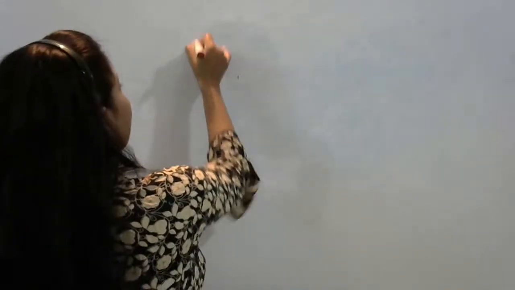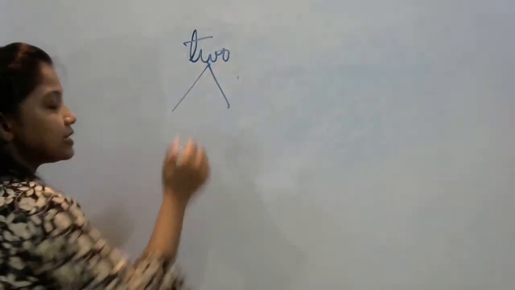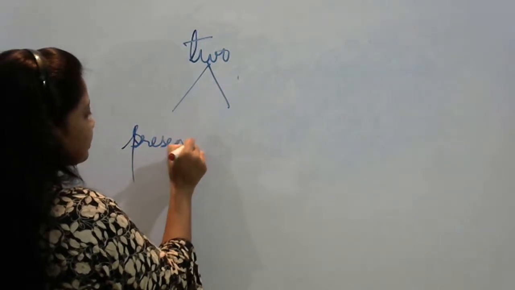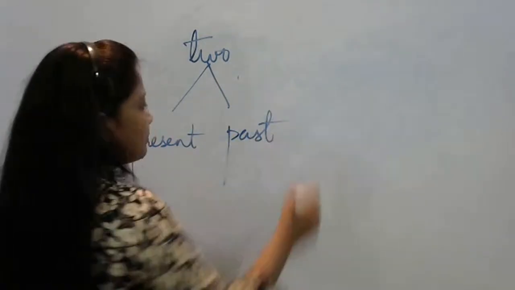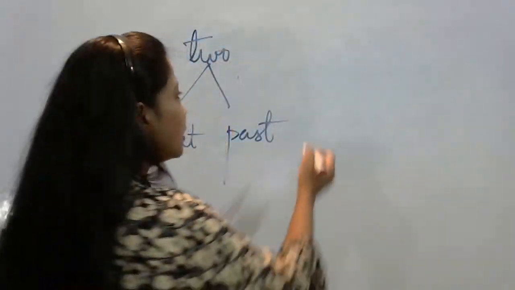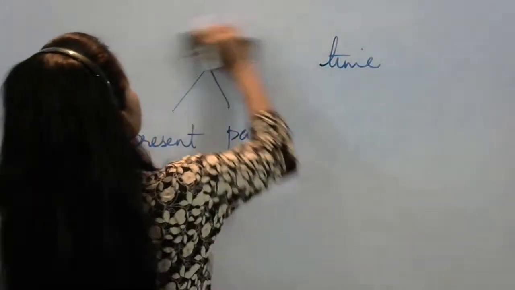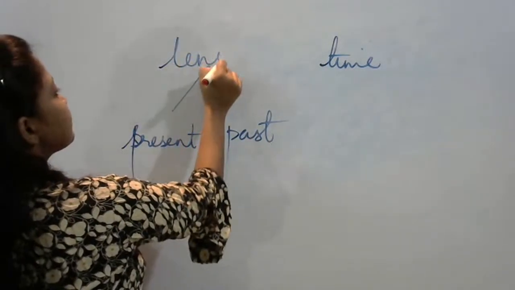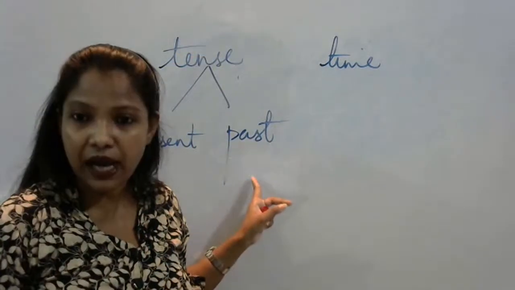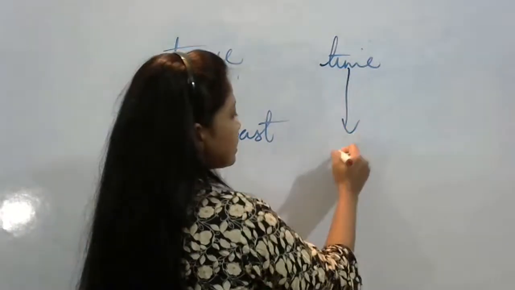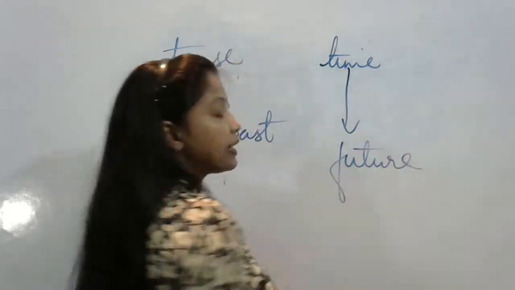Now, tenses are of two types. If I talk about tense, they are of two types. One is present, and the other one is past. Then what about the third one? The third one goes under time. Tense is of two types, present and past, and future is often called time.